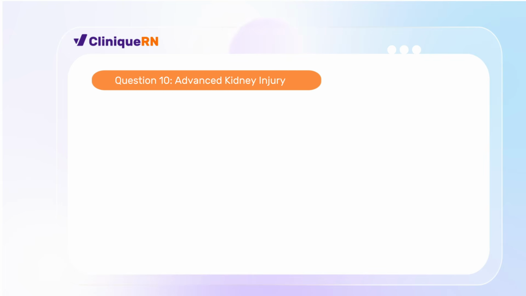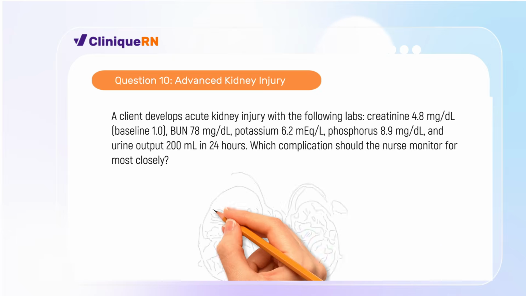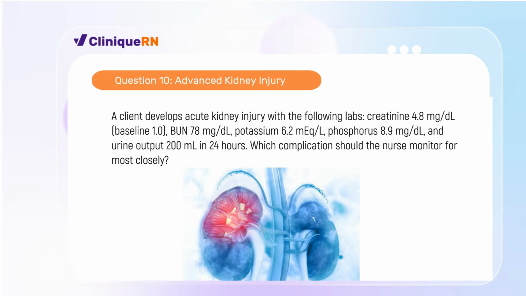Question 10. Advanced kidney injury. A client develops acute kidney injury with the following labs: creatinine 4.8 milligrams per deciliter, baseline 1.0, BUN 78 milligrams per deciliter, potassium 6.2 milliequivalents per liter, phosphorus 8.9 milligrams per deciliter, and urine output 200 milliliters in 24 hours. Which complication should the nurse monitor for most closely?